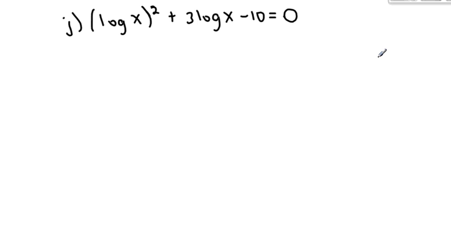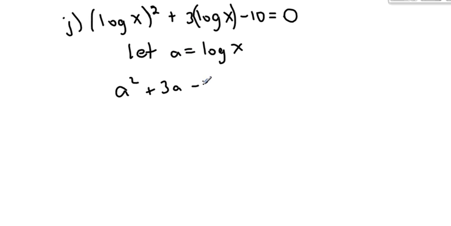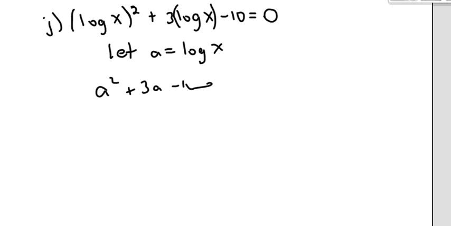And then finally, J. So have a look at this. I'm giving you a second, because I'm really hoping that you see what's going on here. What I have here is a quadratic. And if you don't see it, you can do this substitution so you see it a little more clearly. If I replace any log x with a, what I have is a squared plus 3a minus 10 equals 0.